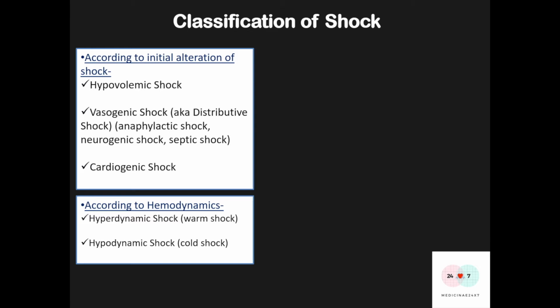In hypodynamic shock, the thing is totally opposite. There is total increase in TPR, or total peripheral resistance. There is total decrease in blood flow and decreased cardiac output. There is less blood flowing in the tissue beds, which leads to fall in body temperature. That's why it's also known as cold shock.